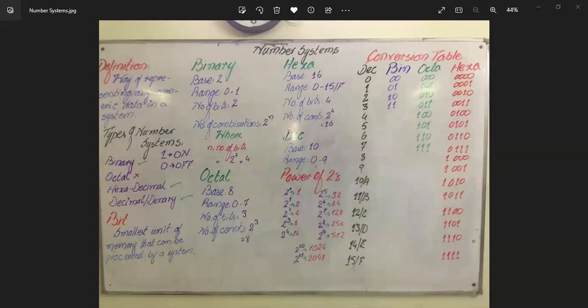So 2 power 2 equals 4. Now where does that 4 come from and what is the concept behind this number of combinations? I haven't explained this. I will be explaining this when I come towards the conversion table.